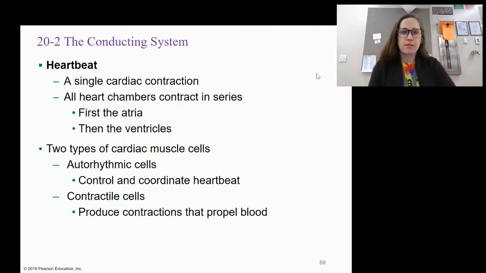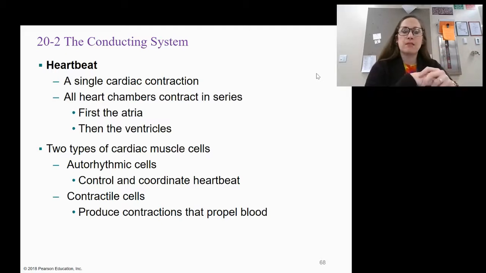All right, lecture 20.2. We're going to talk about heart excitation and the conducting system. So basically, what are the electrical and contractile components to our heartbeat? When we talk about a heartbeat, "lub-dub" or ba-bump, that is one cardiac contraction. It comes in a couple of parts. We're going to break that down and take a look at it on an EKG or an ECG.